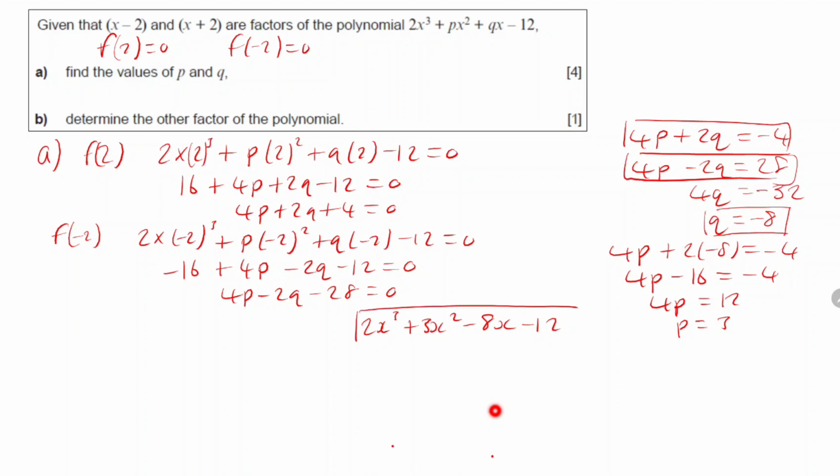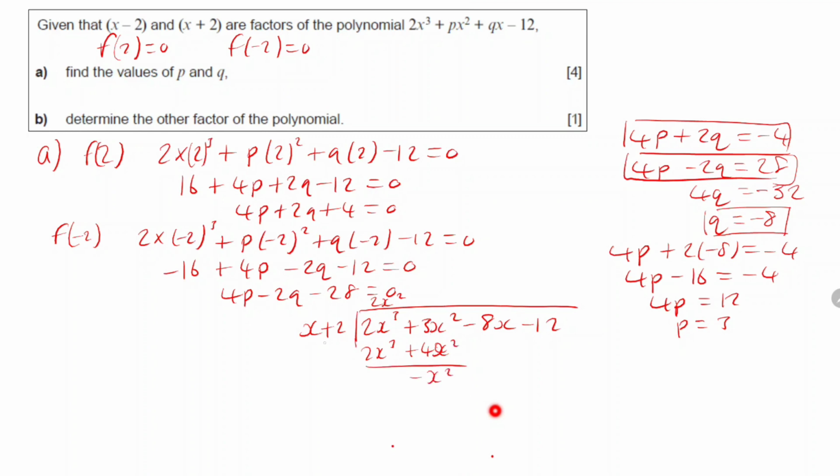Now to find the other factor, you could apply the factor theorem on this. The problem is it might be a fractional value and we could be here for a while. So a preferential method might be to divide by one of these two. If we use the x plus 2, that might be easier. x goes into 2x cubed 2x squared times. Multiplying x plus 2 by 2x squared gives 2x cubed plus 4x squared.